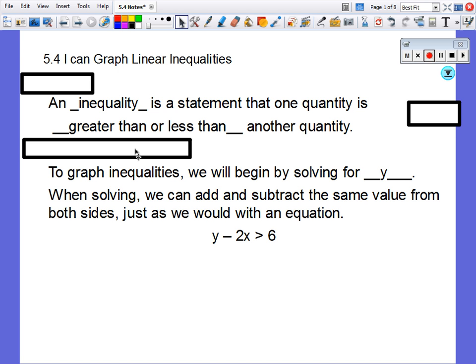So an inequality is a statement that one quantity is greater than or less than another quantity. To graph inequalities, you begin by solving for y. When solving, you can add and subtract the same value from both sides just as you would with an equation. So here, if you wanted to get y by itself, let me show you that.